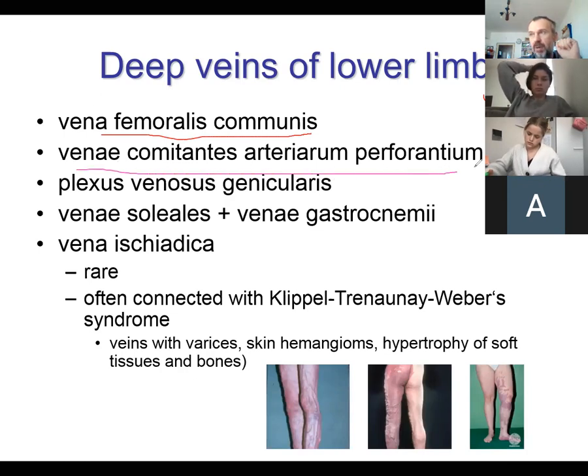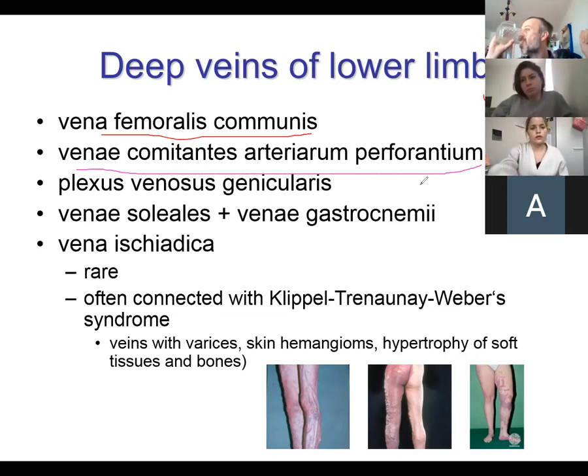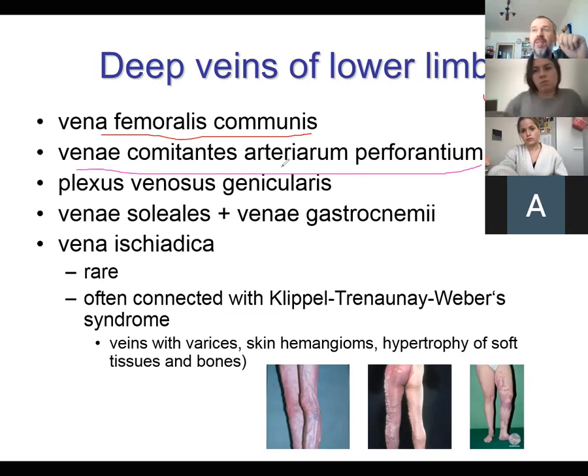Accompanying veins of perforating arteries. If you say perforating vein, what is it? Can you give me the answer? What is a perforating vein? Between the deep and superficial systems. Perfect, it is. But if you have a vein which is accompanying the perforating artery, you cannot call it a perforating vein. You need to use this complicated term, accompanying or comitating vein of perforating artery. So this is just to understand this term.